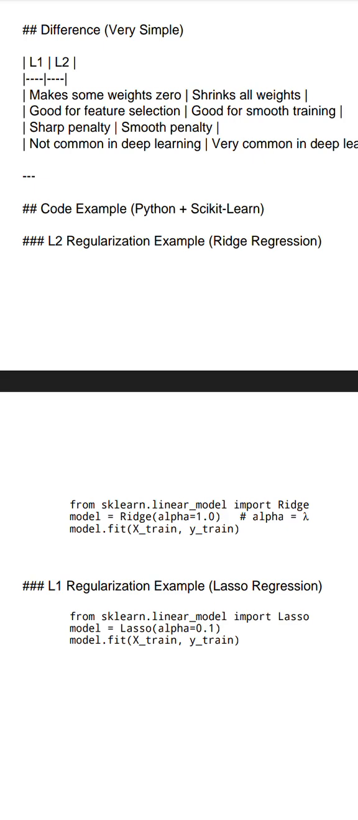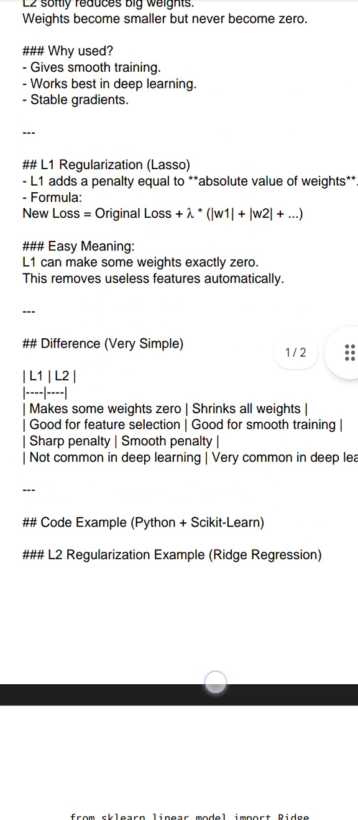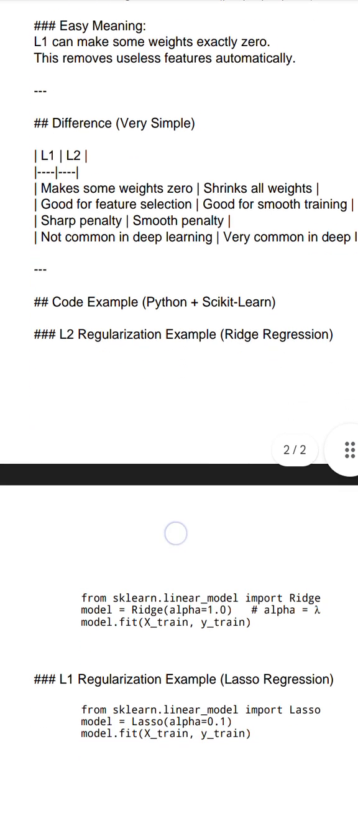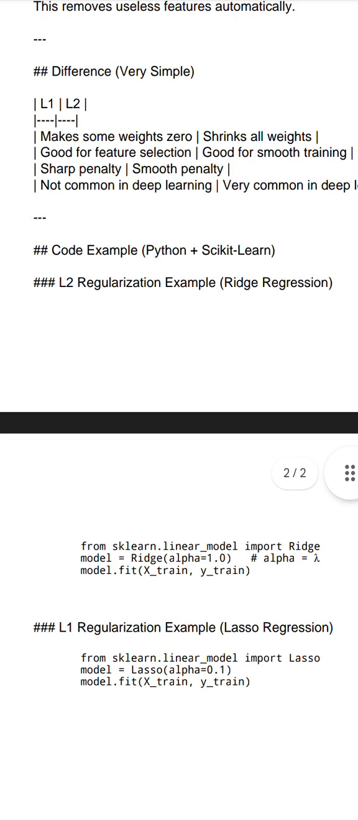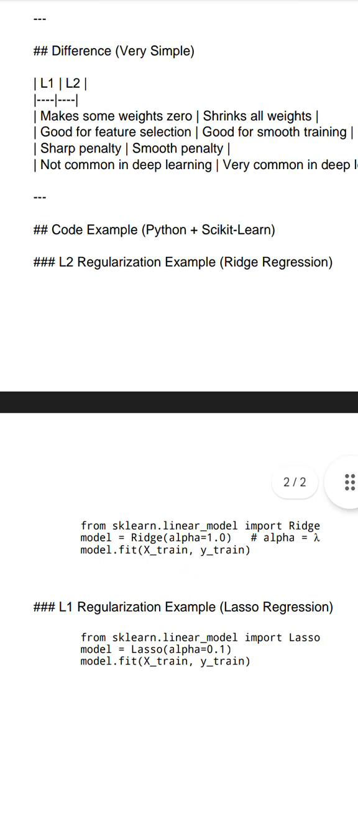And L1 is what here? L1 is lasso. Lasso is good for feature selection. It has a sharp penalty and is not common in deep learning. So let's see again. L1 means lasso, which makes some weights zero. Good for feature selection. Sharp penalty, not common in deep learning.